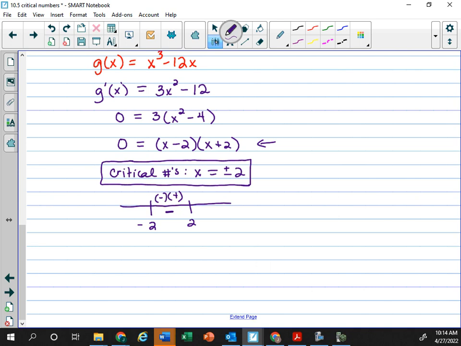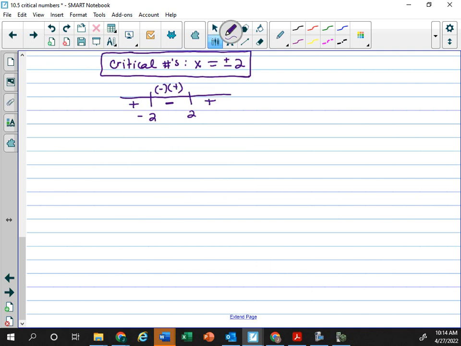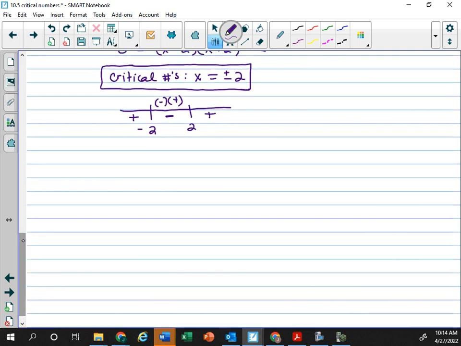There's no multiplicity with those factors. It's just x minus 2 and x plus 2. That means my number line will alternate. The only time it doesn't alternate is if you see like x minus 2 quantity squared and even multiplicity. Then you have to recognize what's happening. Without that, though, I know this will alternate. So plus, minus, plus. Are we okay with that?